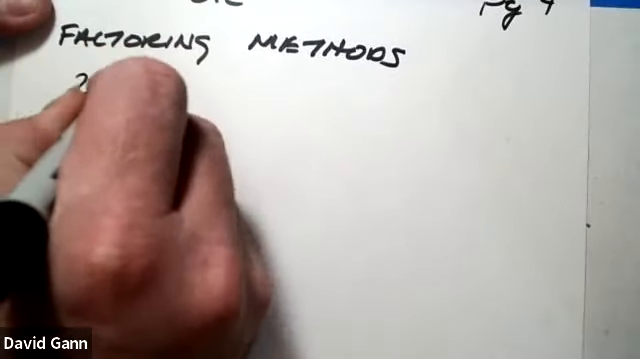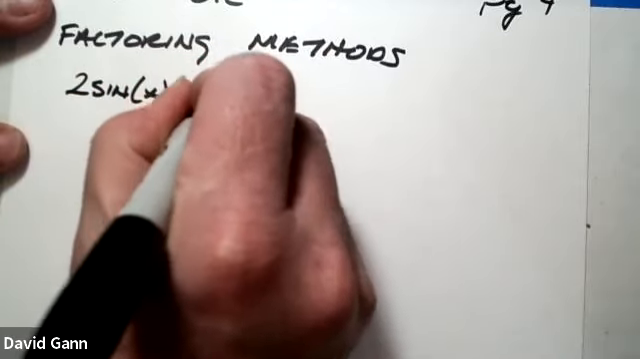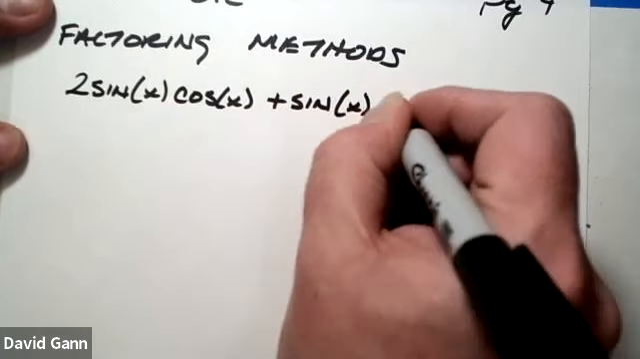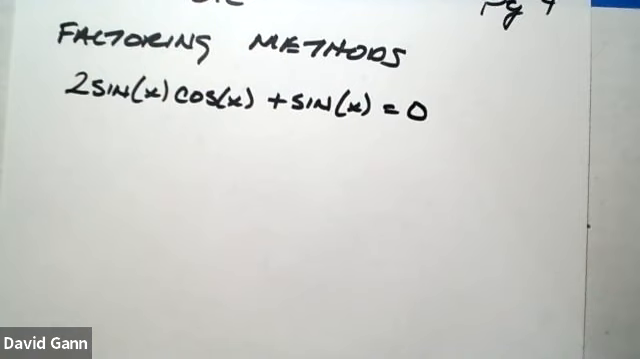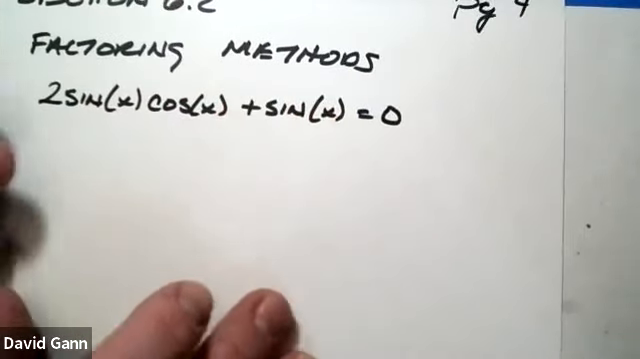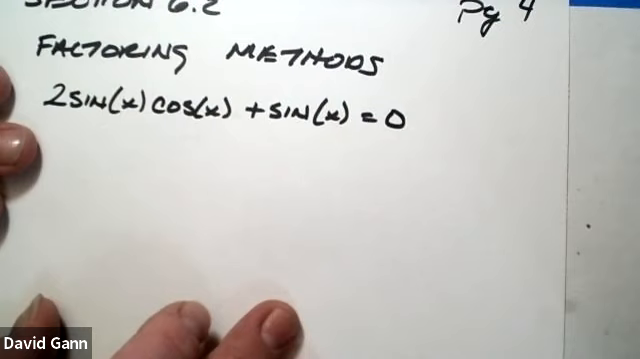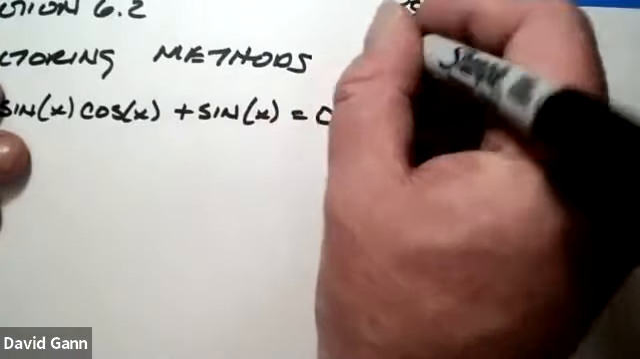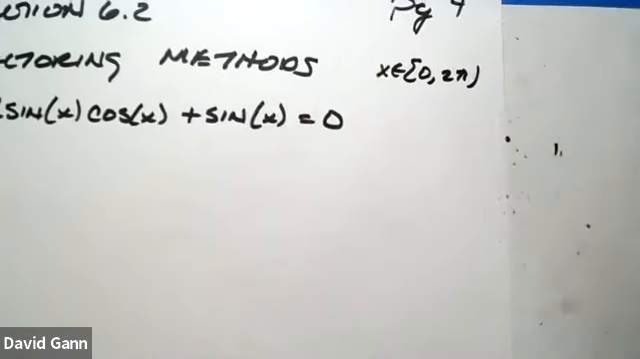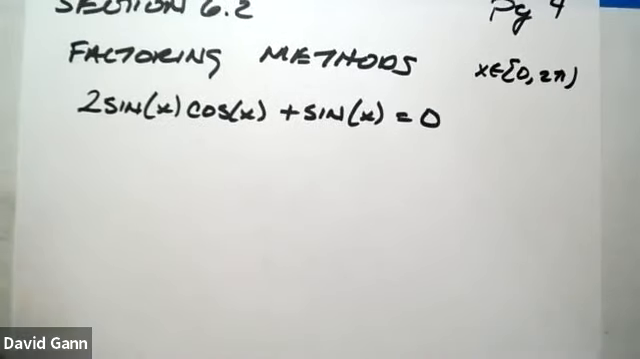Let's say 2 sine of x times cosine of x plus sine of x equal to 0. Now we will look at better methods for dealing with these at some point, but for now, since we're going to find all real solutions to begin with, I'll just say x in 0 to 2 pi. So we have to take that next step to figure out which ones actually fall in the right interval.